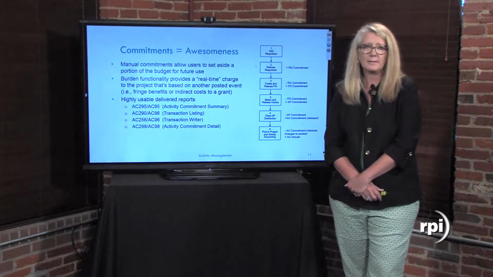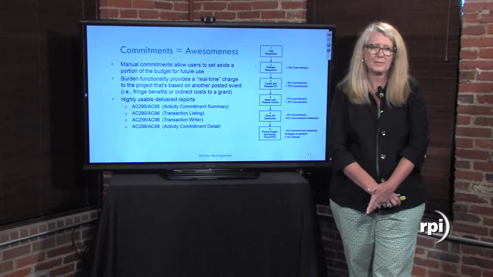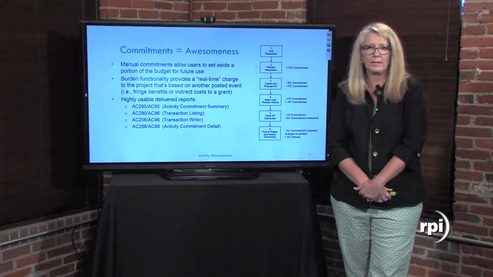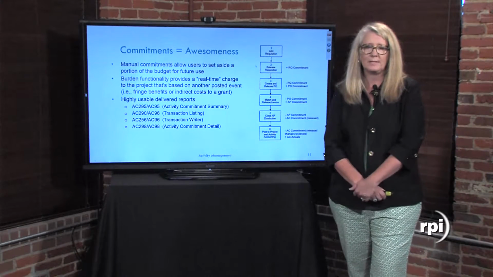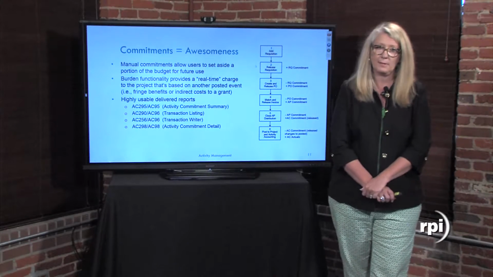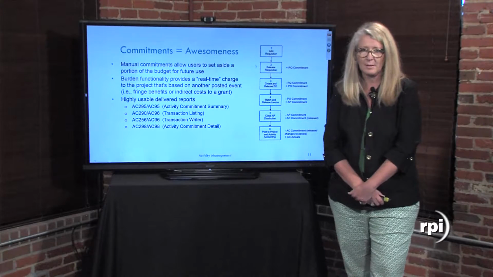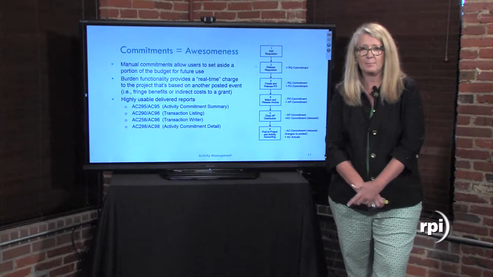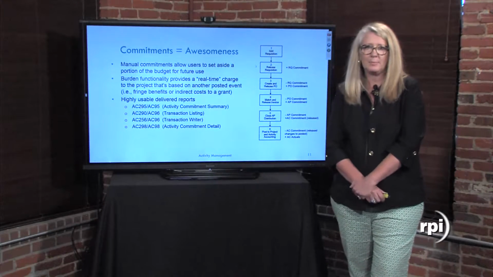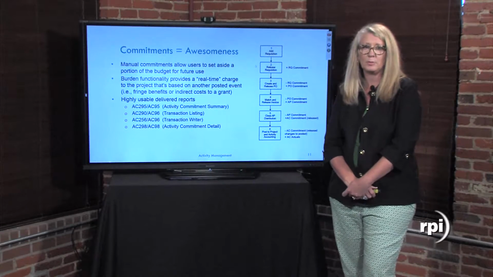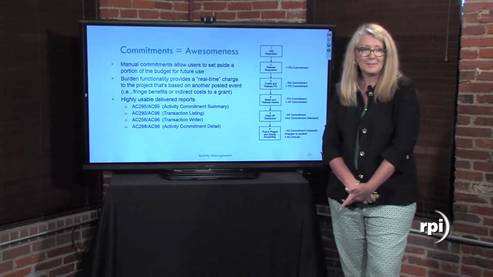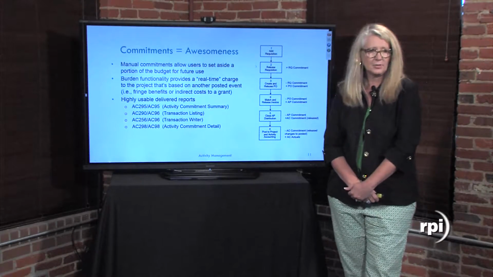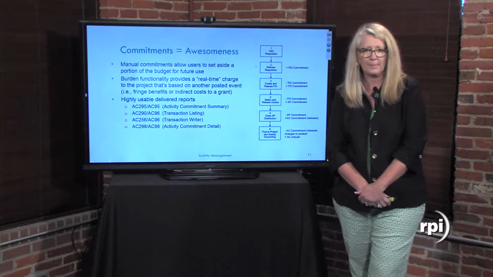The way a commitment processes through Lawson is you'll add a requisition, and then when that requisition gets released, it creates a requisition commitment. Once the PO is created and released, it relieves that requisition commitment and becomes a PO commitment. Once I match and release an invoice, it relieves that PO commitment and creates an AP commitment. Once that AP invoice distribution is closed, then it relieves the AP commitment and now becomes an AC commitment. Once the AC transaction is posted, it becomes an AC actual.